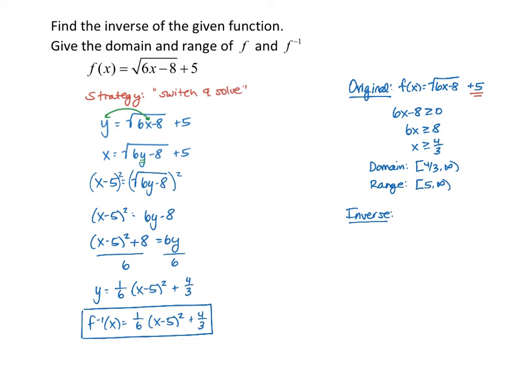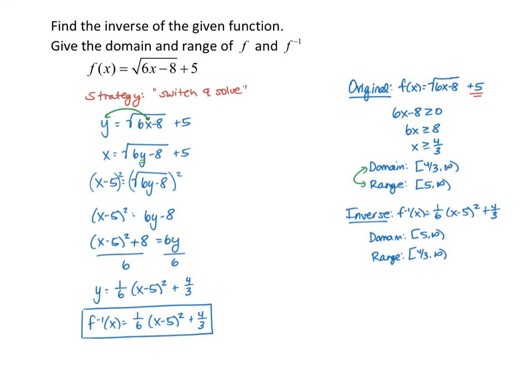This is the one that we just found. So f inverse is our 1/6 times x minus 5 squared plus 4/3. To find the domain and range for the inverse function, all we need to do is take the domain and range for our original function and switch them. So for the inverse function, the domain is going to go from 5 to infinity. And the range is going to go from 4/3 to infinity.